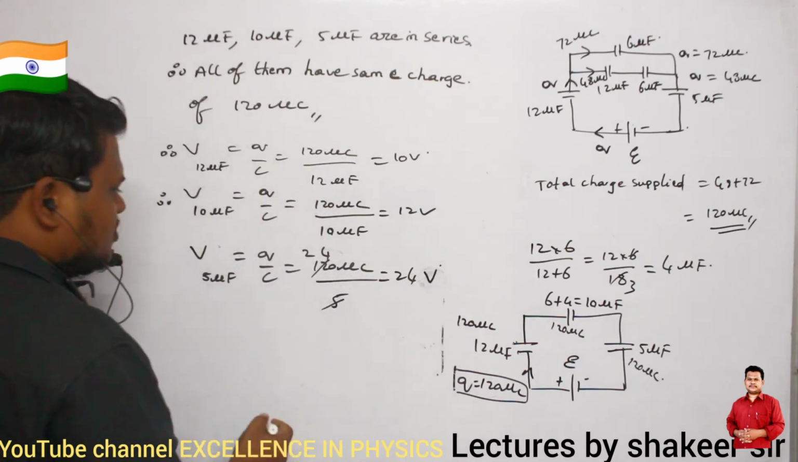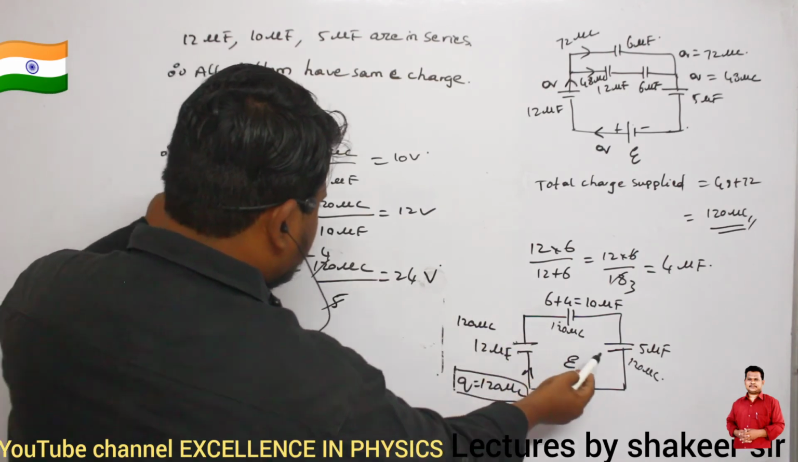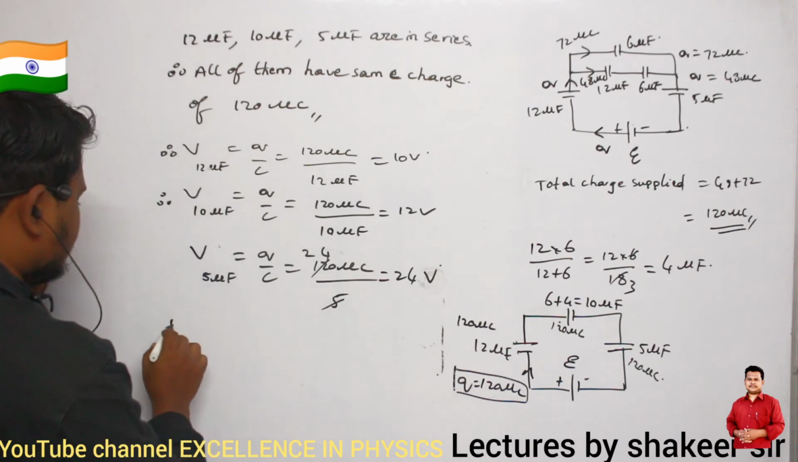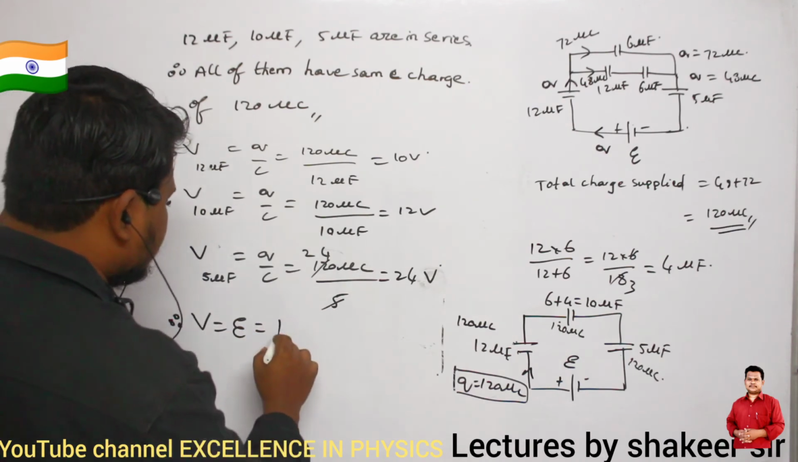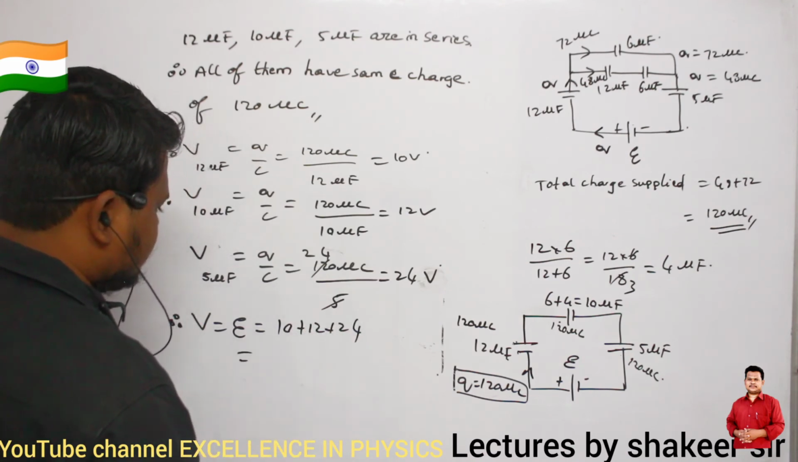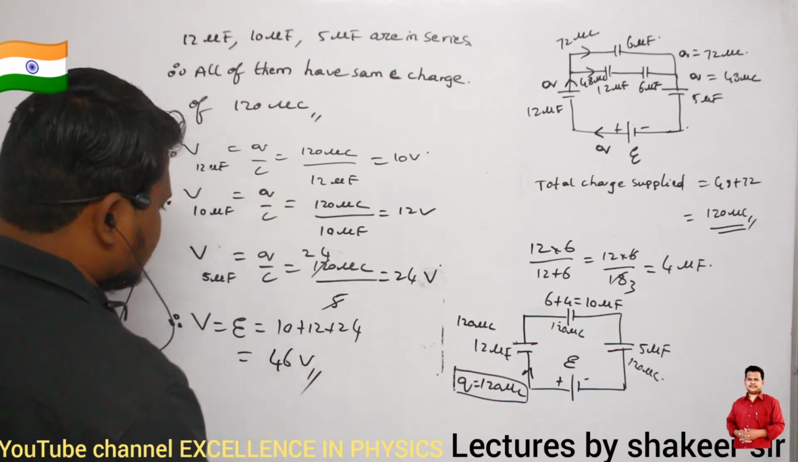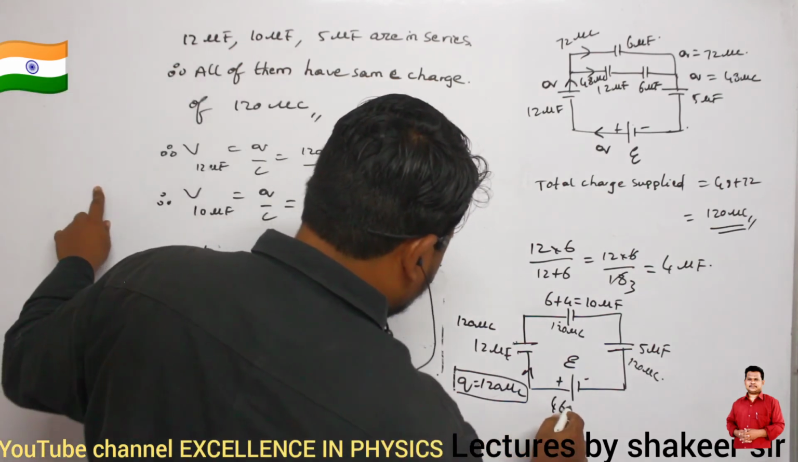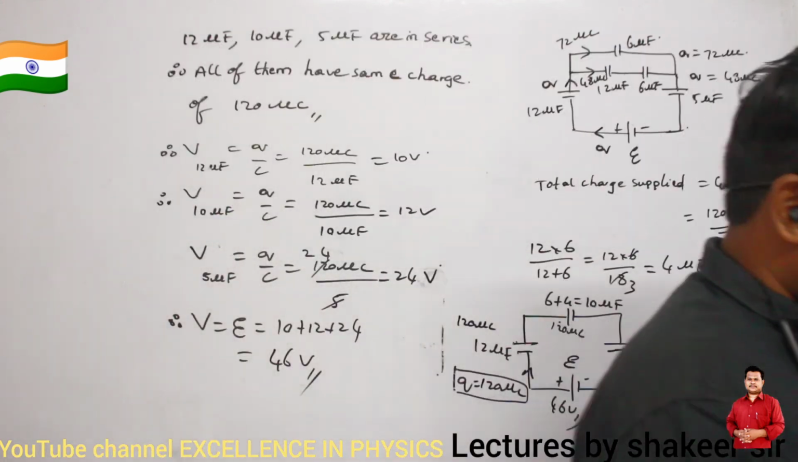Clear? So the potential difference across this one is 10, across this one is 12, and across this one is 24. So what is the total potential difference, which is called the EMF of the battery? It is 10 plus 12 plus 24. So total how much? 22, 24, 46 volts. So 46 volts is the potential difference of this battery, or you can say the EMF of this battery. Clear? That is our answer.